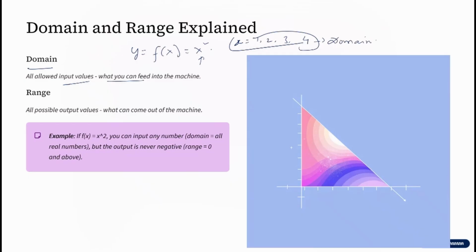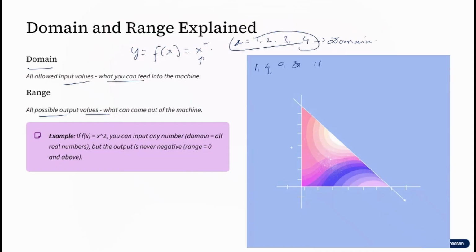And the range is all possible output values that come out of the machine. The output values that we got after doing the function are, for 1 we got 1, for 2 we got 4, for 3 we got 9, and for 4 we got 16. So the range for these 4 values is 1, 4, 9, and 16. So this is the range.